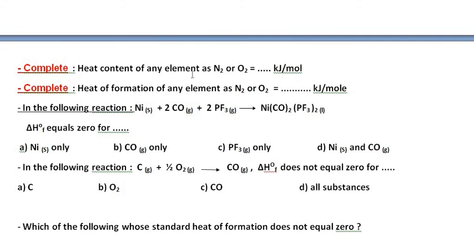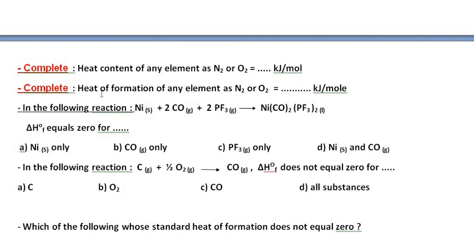The heat content of any element is considered equal to 0. What is the unit of the heat content? Kilojoule per mole, because as we said before, the heat content of any substance is the heat stored per mole of the substance. So the unit is joule per mole, or kilojoule per mole, or calorie per mole, and so on. The heat content of any element is considered to be 0 because the element is virgin, it doesn't react. So the heat content of any element like nitrogen, oxygen, sodium, iron, and so on, has a heat content equal to 0 kilojoule per mole. But the heat content of any compound is not equal to 0.